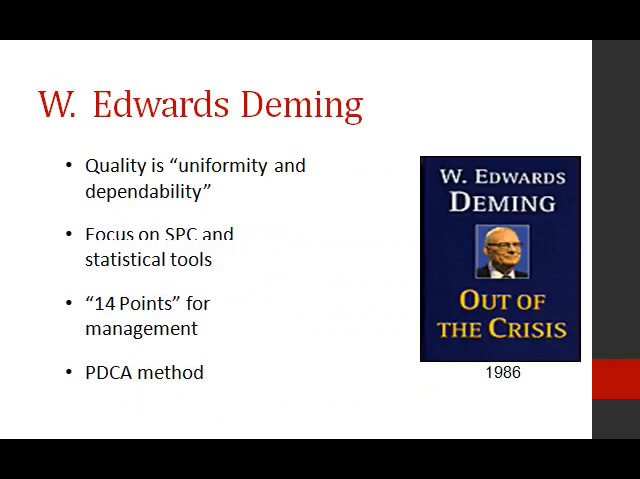In 1986, Deming wrote the book Out of the Crisis. In this text, he stated that quality is uniformity and dependability. He focused on the use of statistical process controls and other statistical tools for quality management. He outlined his 14 points, and most importantly, he presented the PDCA method of quality control, which is plan, do, check, and act.